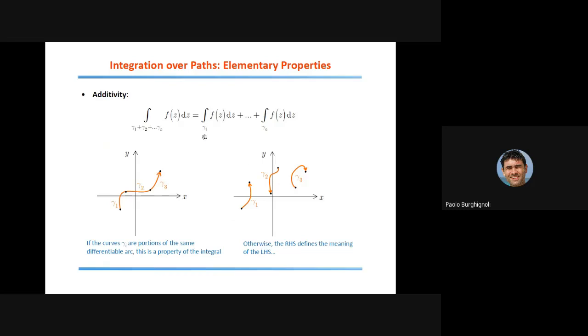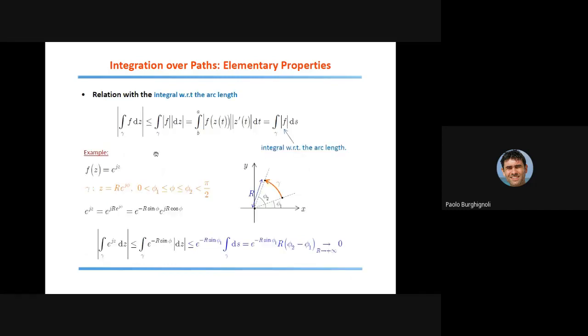Some further elementary property is the additivity. That is, if we have a collection of curves, or better, arcs, gamma 1, gamma 2, up to gamma n, then we can define the integral upon the whole collection as simply the sum of the integrals over each of those arcs. In case those arcs are subsections of a given arc, as in the picture on the left, then this is a property of the integral, that is the additivity of the integral with respect to splitting the integration domain into parts. Whereas if the arcs are disjoint, as on the right part of this slide, then this is a definition. So basically, the right-hand side of the equation above defines the meaning of the integral which is written on the left-hand side. Okay, so this is very natural, of course, but it must be stated explicitly.